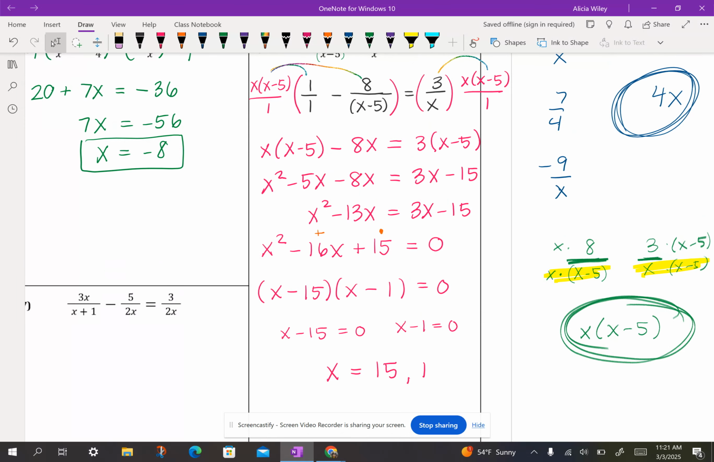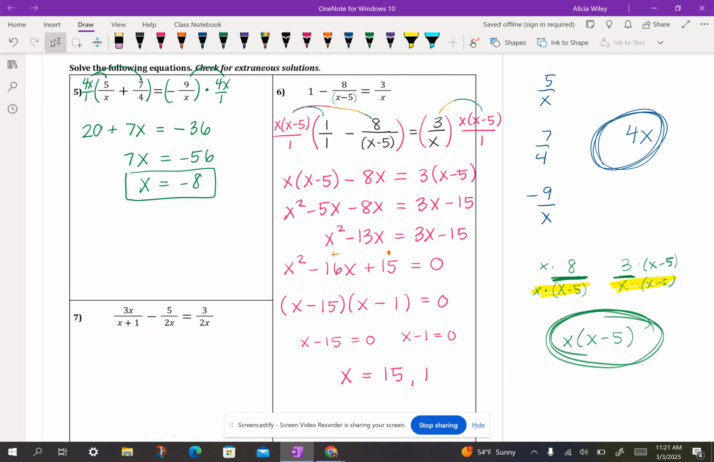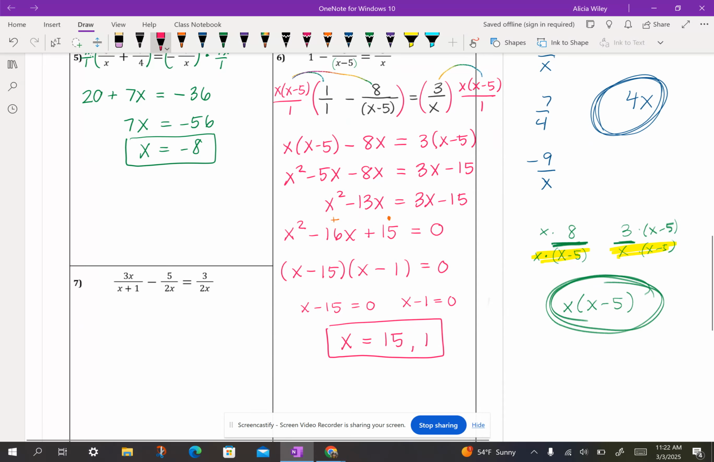Stop before you move on and circle your answer and check for extraneous solutions. Now, you want to go back to the original problem to check for those. So 15 minus 5, good, 15, good. Plugging in a 1 also would not give me a 0. So both of these answers are fine and not extraneous.